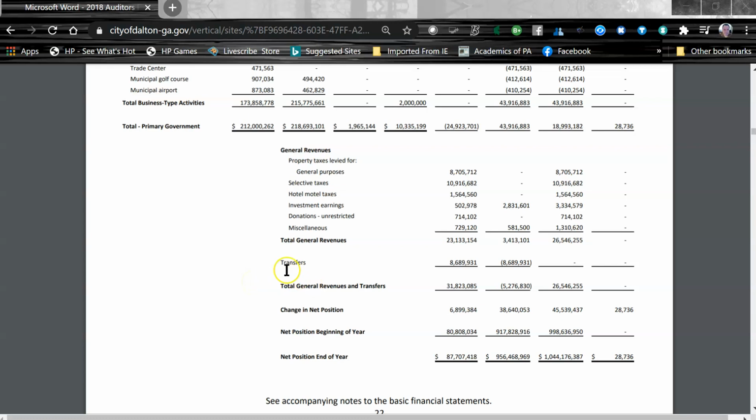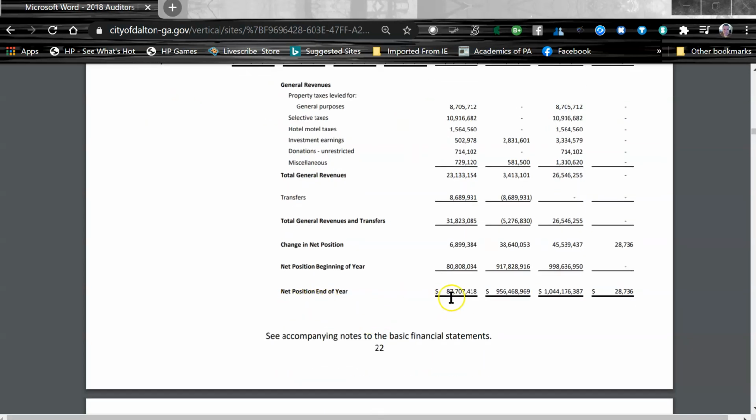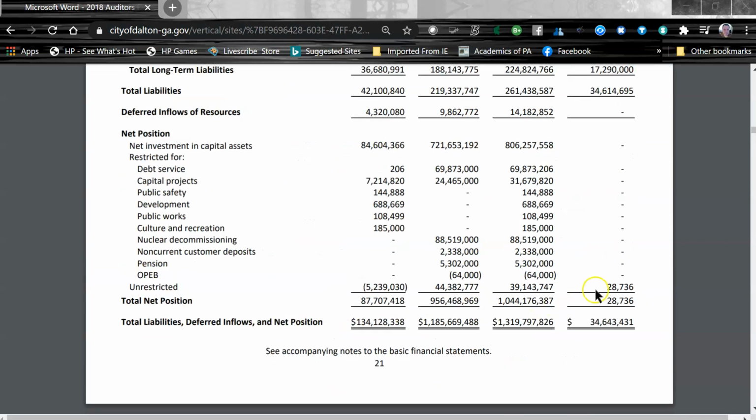And so here again, you have your change in net position. That ties back to the net position that's reported on the statement of net position. And so our net position at the end of the year here should tie back to the total net position here, and it does.